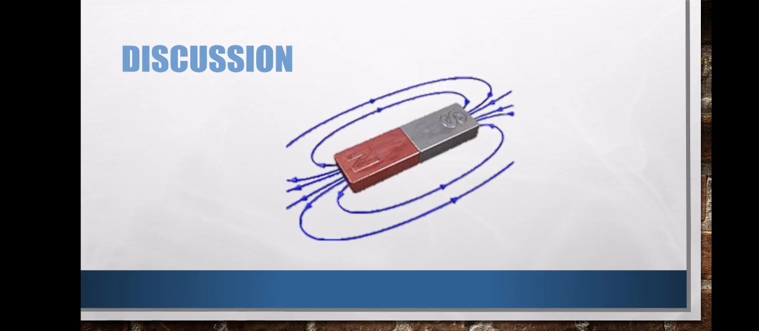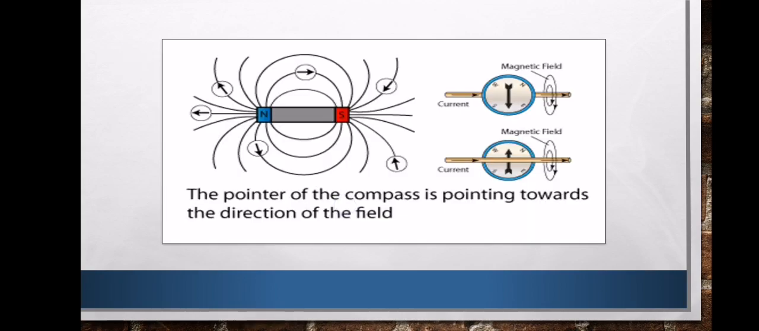Now, the number of lines that pass through the surface or plane is referred to as magnetic flux. The more magnetic field lines pass through a surface or plane, the higher the magnetic flux. Okay. Now, in this slide, I know you are all familiar with a compass. Everybody knows what a compass is and what it looks like.